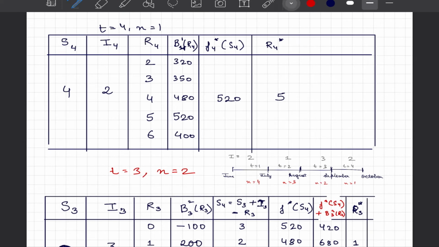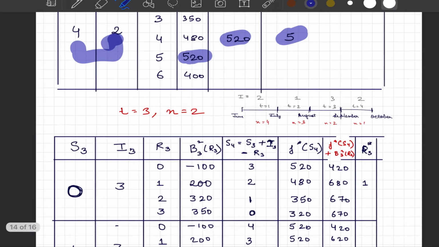Now the final state that is possible is that we can start the month of September with a full reservoir, which essentially means that we have a storage of 4. 2 more units of water come, it becomes 6, but our storage capacity is a maximum of 4. So at least 2 has to be released, so 2, 3, 4, 5, 6 could be our potential releases. We look at the maximum, 520 is the maximum, and hence we should release 5 units out of 6 by the end of September, and 1 unit of water would be stored in the reservoir.